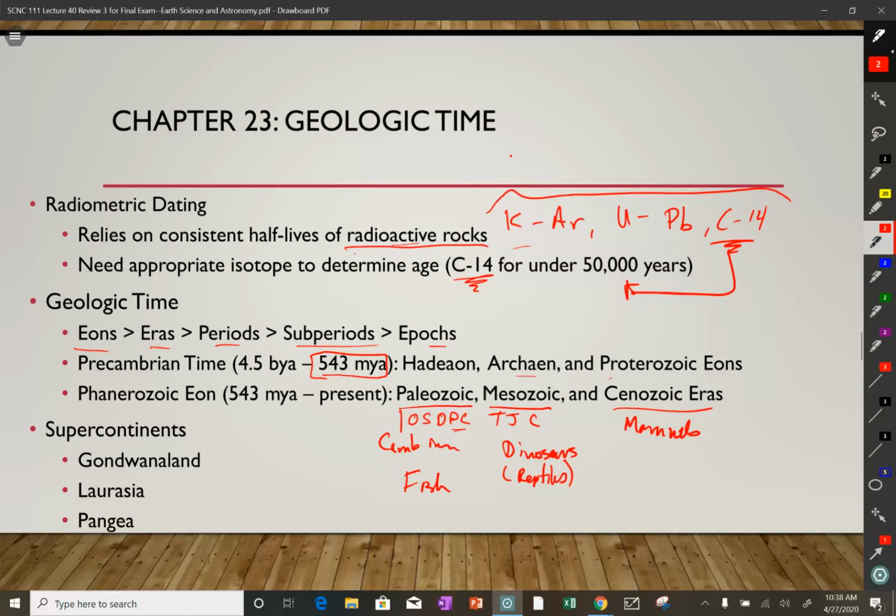Supercontinents. A lot of people know about Pangaea. Well, Pangaea is just the most recent of our supercontinents, but by following the motion of plates using paleomagnetism and fossils, scientists have put together a number of supercontinents that have existed in the past. And you don't have to know what they are, just know that they existed, what this means, and how they got there.